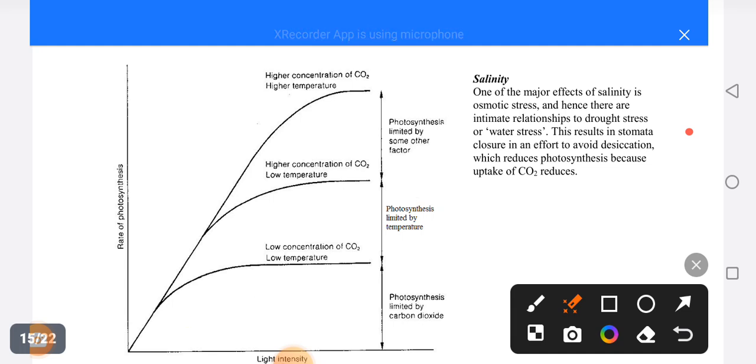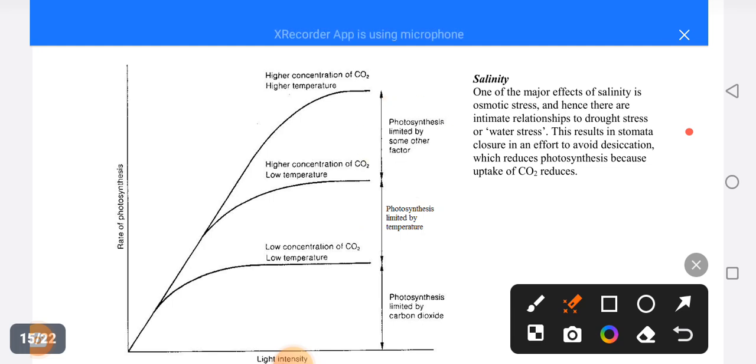Now when you look at this side, this first part here, we are seeing that photosynthesis is limited by carbon dioxide. In other words, carbon dioxide is acting as the limiting factor of what? Photosynthesis. So when you move to this stage, we are seeing that photosynthesis is limited by what? By temperature, where we are having low concentration of carbon dioxide and low temperature. We are saying that photosynthesis is limited by temperature.